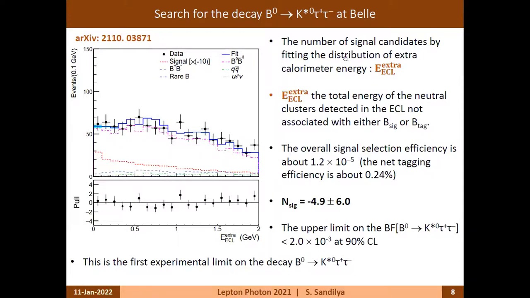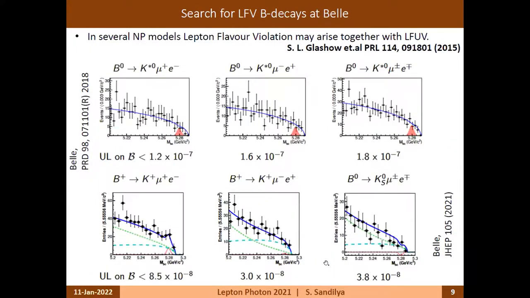The number of signal candidates is extracted by fitting the distribution of the extra calorimeter energy, called E ECL extra. This is basically the total energy of the neutral clusters detected in the calorimeter that are not associated with either the signal B decay or the tag B decay. Overall, the signal efficiency is around 1.2 times 10 to the power minus 5. Notice that this also accounts for the tagging efficiency, which is about 0.24 percent. The signal yield is consistent with the no-signal hypothesis, minus 4.9 plus or minus 6.0, and the upper limit is found to be around 2.0 times 10 to the power minus 3. This is the first experimental limit on B to K star tau tau, and hopefully this will be discovered at Belle 2.